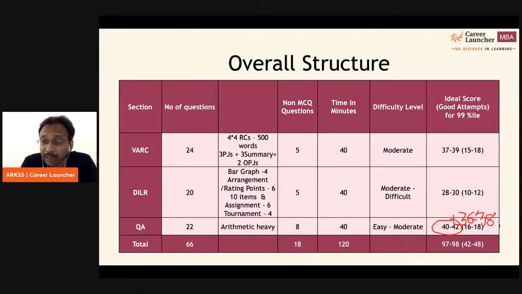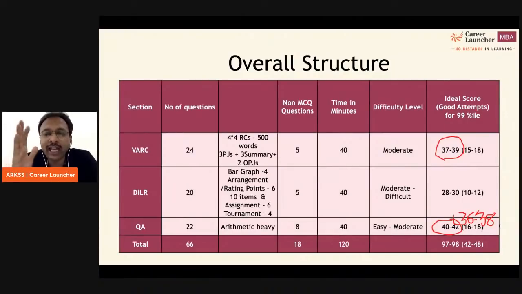Verbal ability, the two RCs were easy. Is that correct? As compared to DI, if I am saying the two RCs are doable and the verbal was easy, would that be a correct assessment? Correct. Nandini Agarwal is saying the same thing. I did 4 questions in the last 10 minutes. Very, very true. Would you agree?